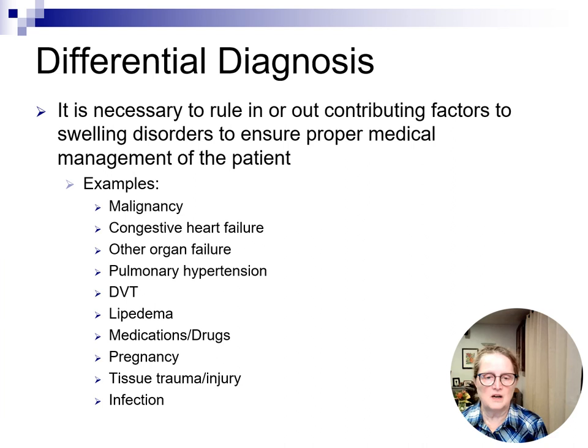Premenstrual edema. Pregnancy can sometimes result in lower extremity swelling due to venous pressure from the enlarging uterus. Recurrent tissue trauma from injuries or surgeries to a specific area can damage the lymphatic system and contribute to the development of lymphedema. Infections such as cellulitis put undue stress on the lymphatic system, and if recurrent, can also contribute to the development of lymphedema.